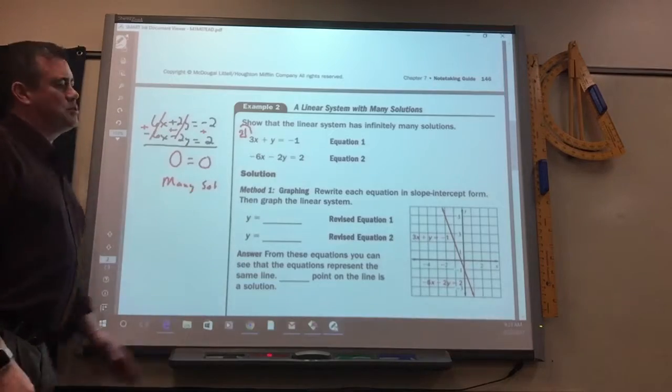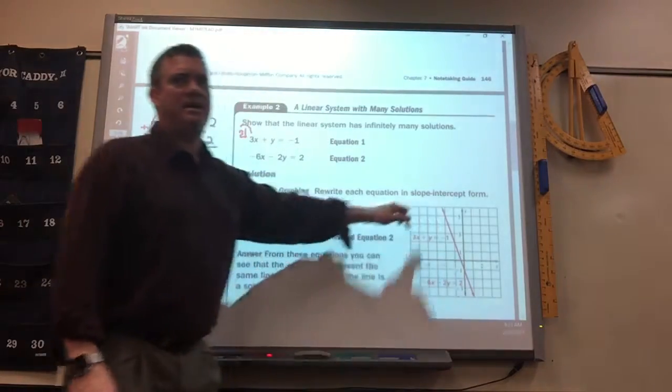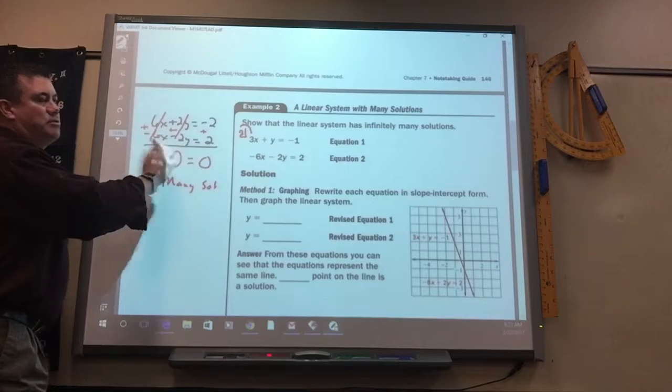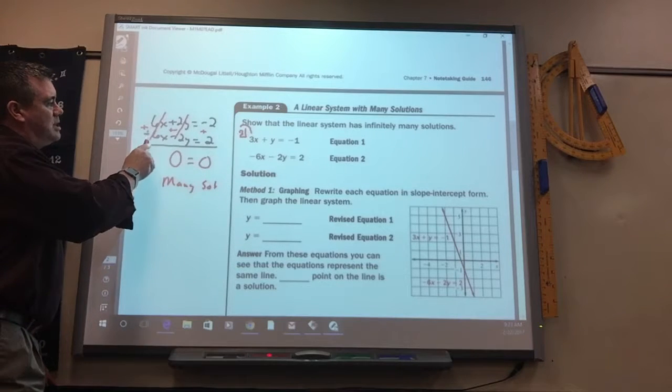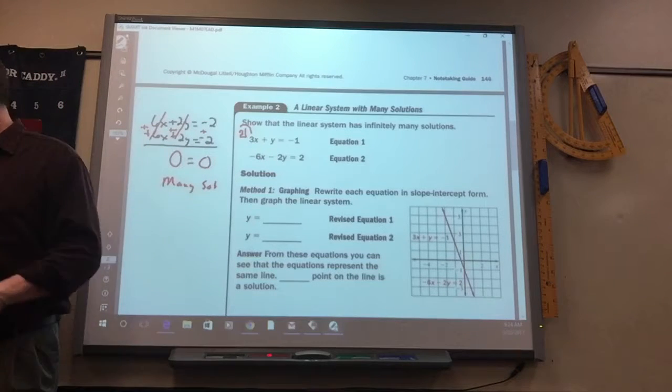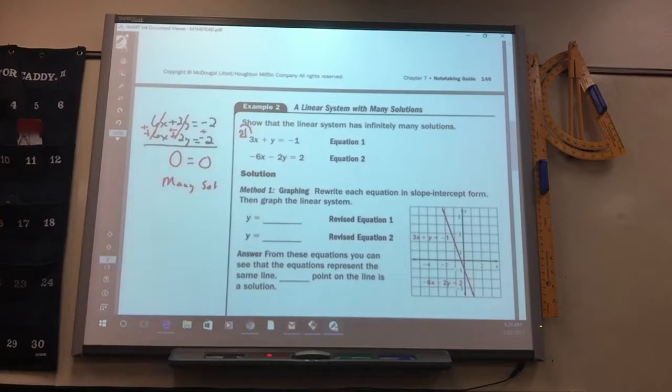So what happens is when you graph them, they end up being the same exact line. These two equations are the same, they're just opposite signs. And remember, you could change this to plus, and this to minus, and it would end up being the same exact thing.